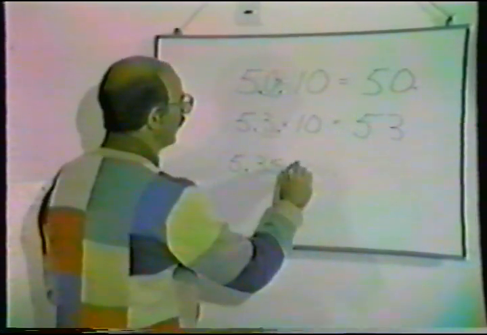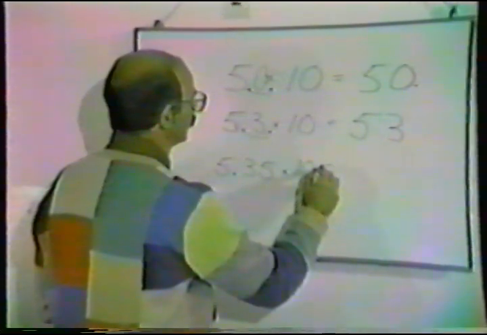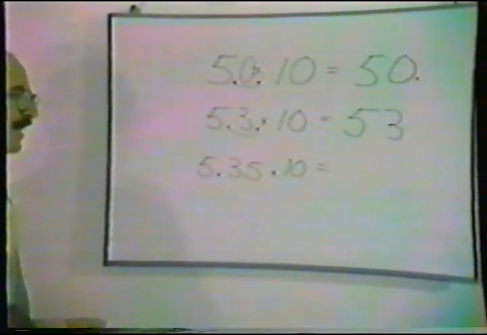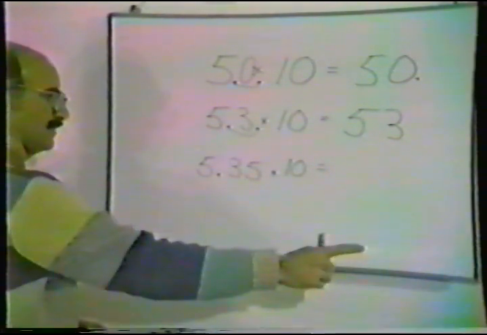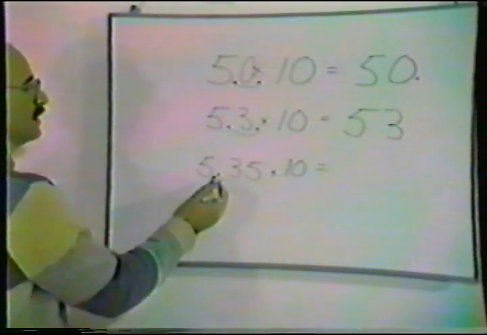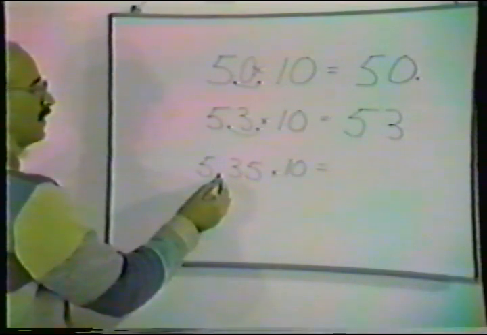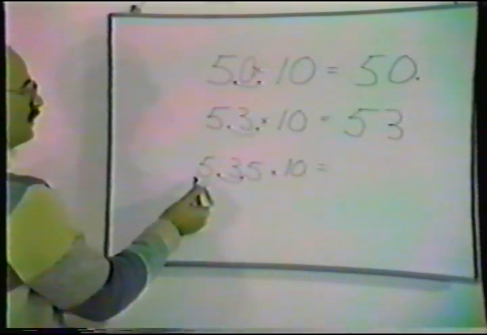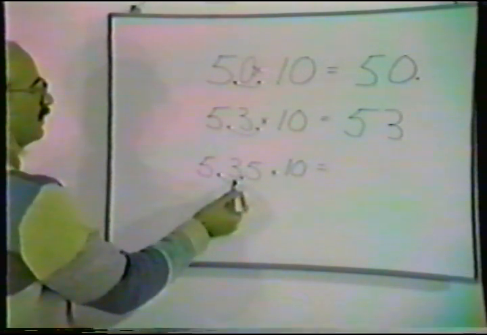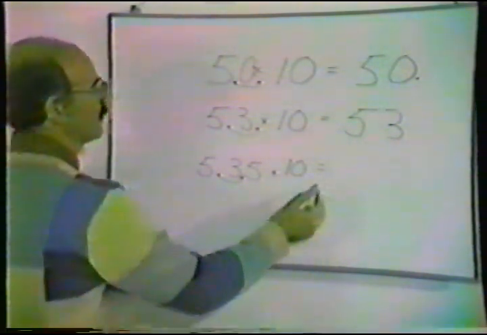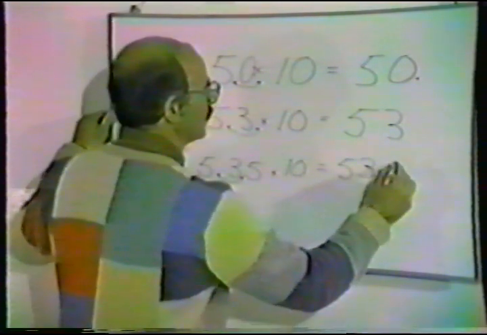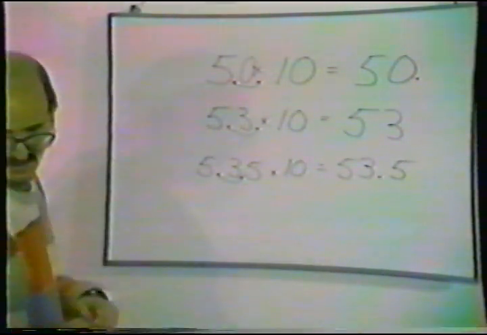5.35 times 10. I'm multiplying by 10. I'm multiplying, so I move it to the right. I'm going by 10, so I move it how many places? 1. What is my answer? Read it to me. 53 and 5/10.